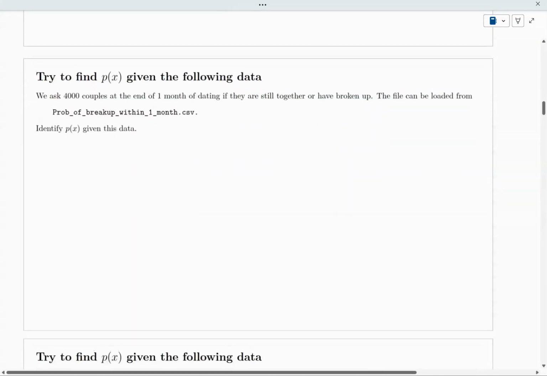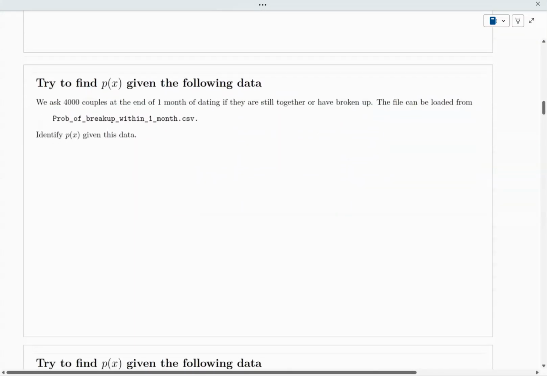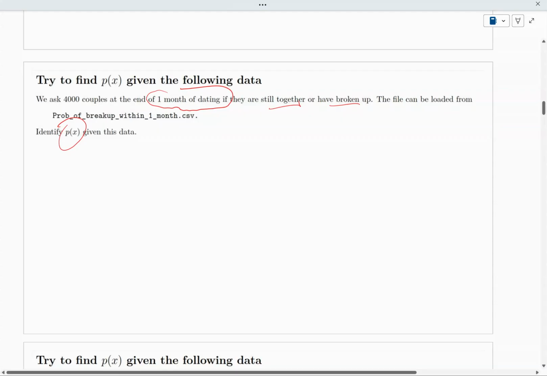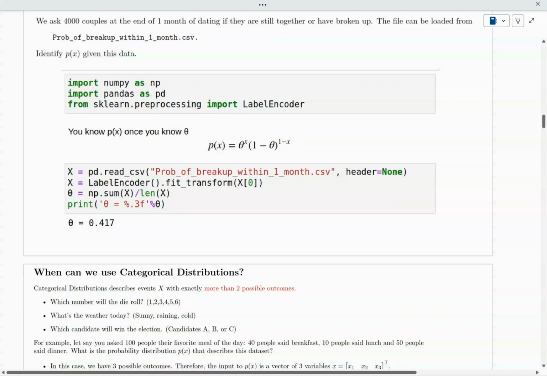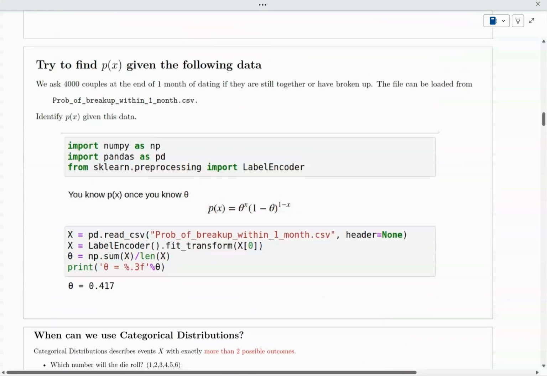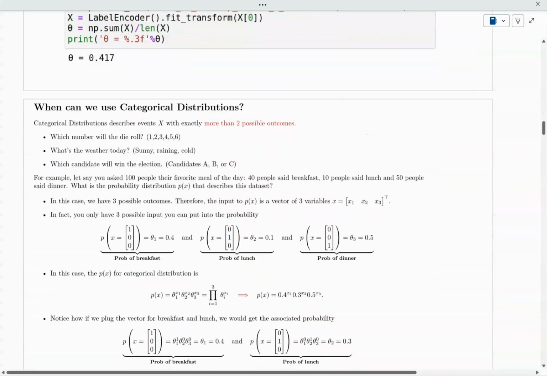All right, so for your first exercise, we asked 4,000 couples at the end of 1 month of dating whether they're still together or they've broken up. This file can be loaded here, right? Identify P of X given this data. Okay, so this is your first exercise. Pause the video. Here's the answer. You can look at it when you have the chance.